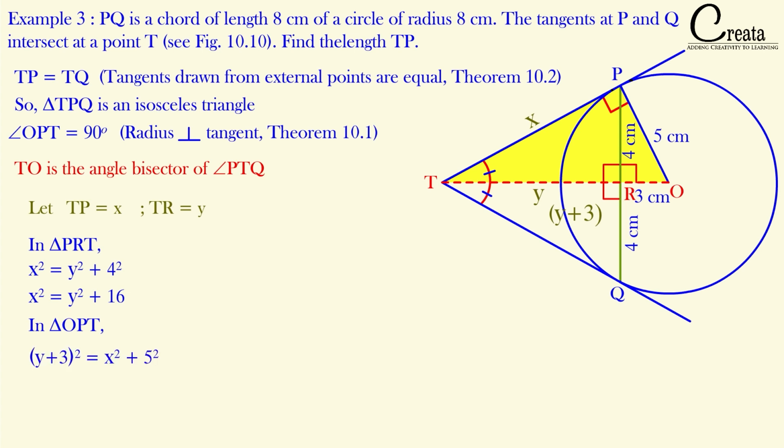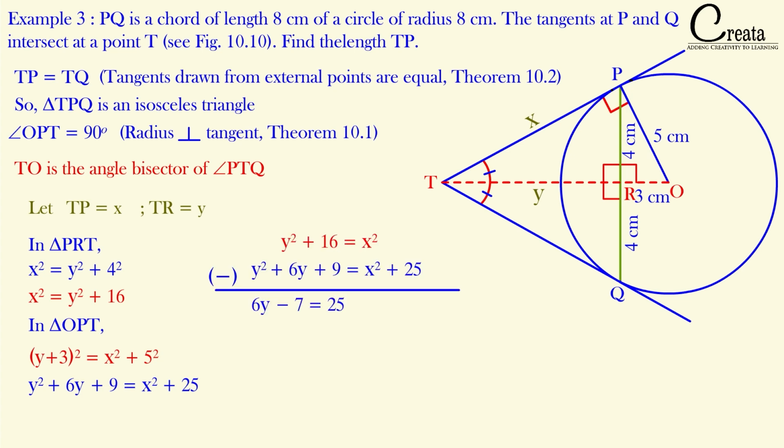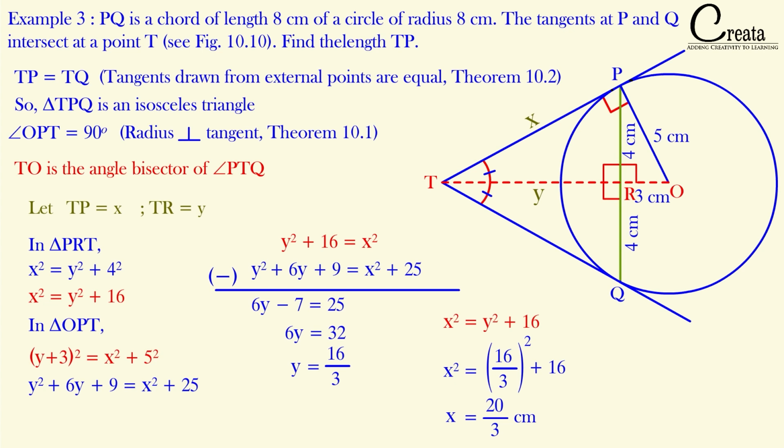So we got y plus 3 whole square is equal to x square plus 5 square. The basic Pythagoras we have applied. Now we got two equations. Let's solve both the equations. Here we got y is equal to 16 by 3. But in the question we have to find TP, which is x. So let's put y equal to 16 upon 3 in the equation. On solving, we got x as 20 by 3 centimeter.